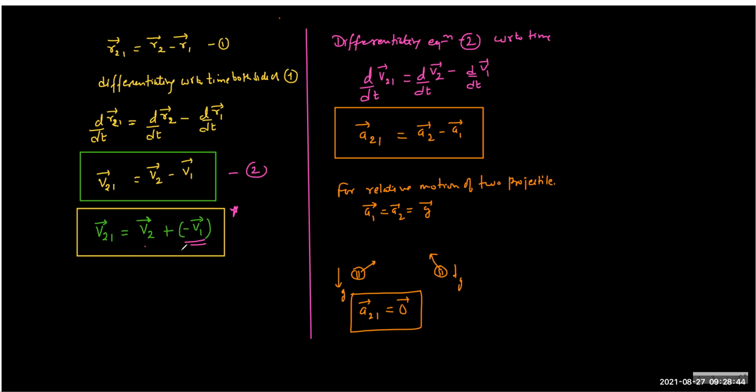So for relative motion of two projectiles, this is a very famous expression. A21 becomes 0. There is no relative acceleration. And again, this perspective should always be with you: every expression of a relative motion, like A21, which you write as A2 minus A1, should always be thought of as the resultant of two vectors. What you did for velocity, the same thing you need to apply for acceleration separately.